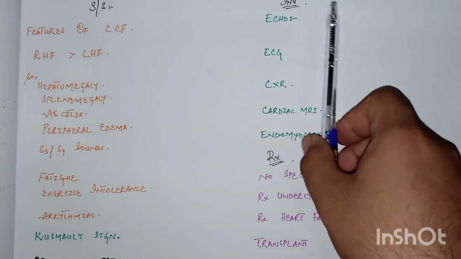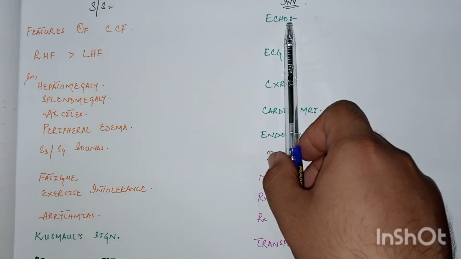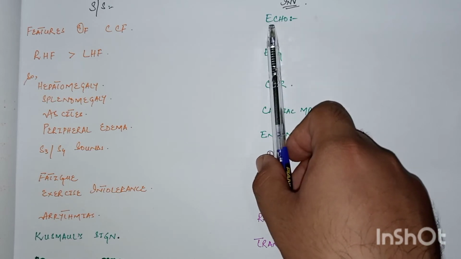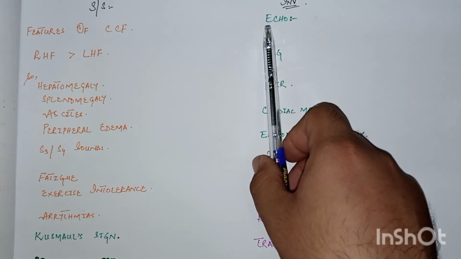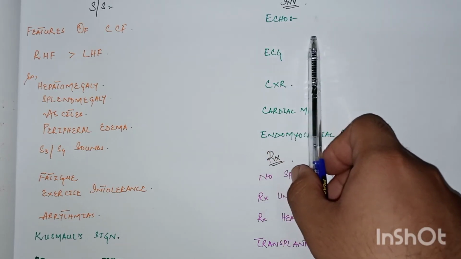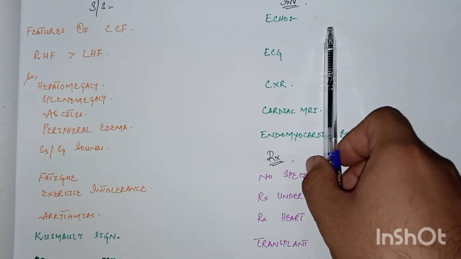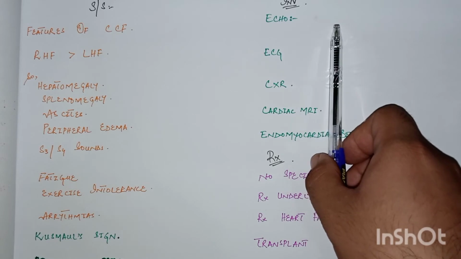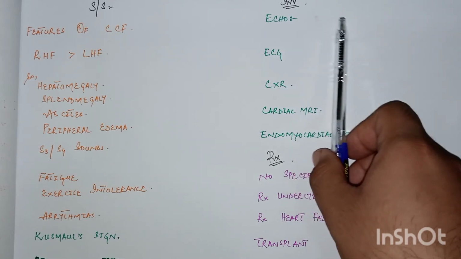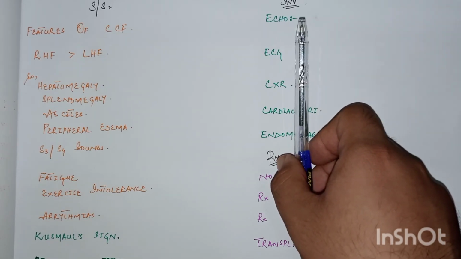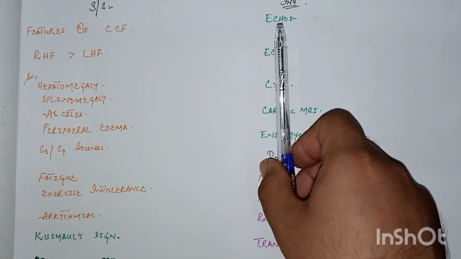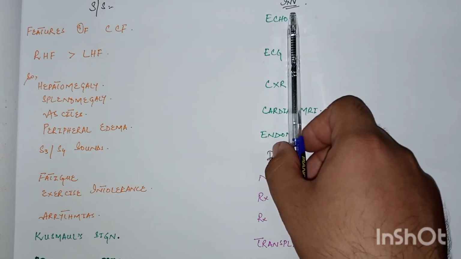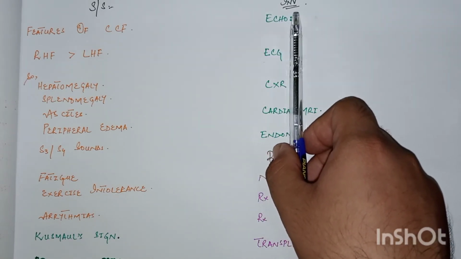Now come to the investigations. Echocardiogram is a key diagnostic investigation. Echo shows symmetrical thickening of both the ventricles and normal size cavities of both ventricles, but enlargement of both atria. As we have discussed, in all the cardiomyopathies, echo is the key investigation. This point is very important to be remembered.